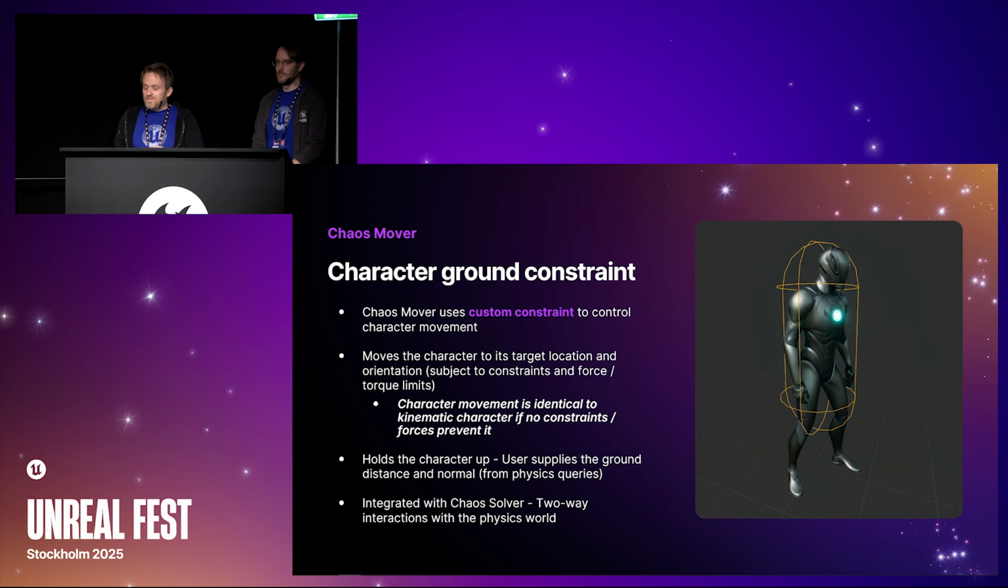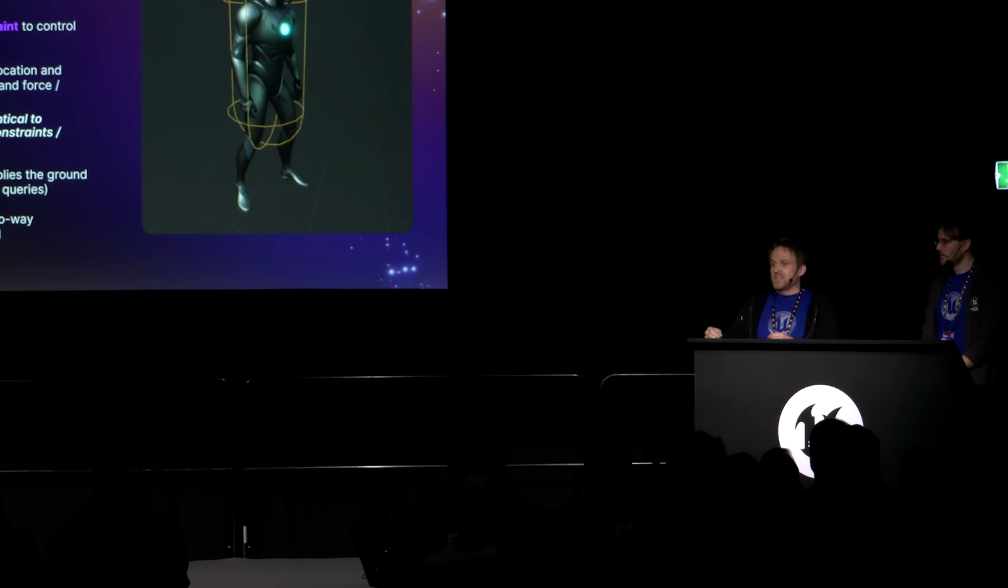If there's nothing else in the way, like if there are no other constraints preventing the character from reaching its target, then the movement will be followed exactly. Whatever you set as your movement target for your character, the character will achieve, and the physics character will move exactly the same as the kinematic character.